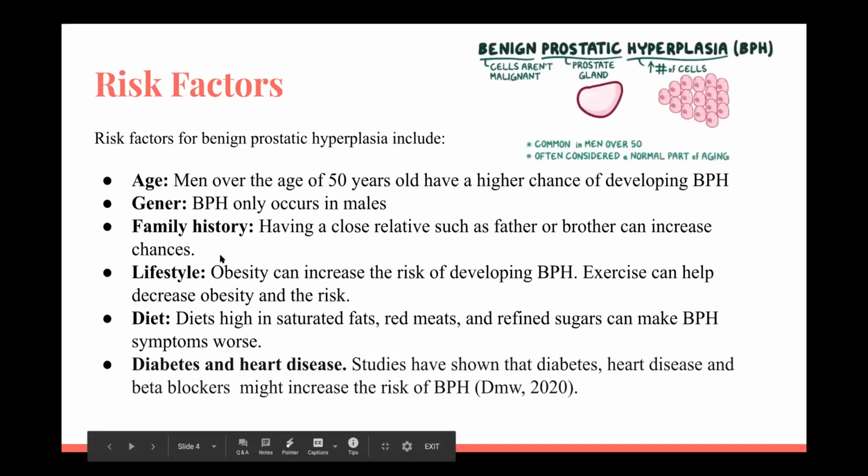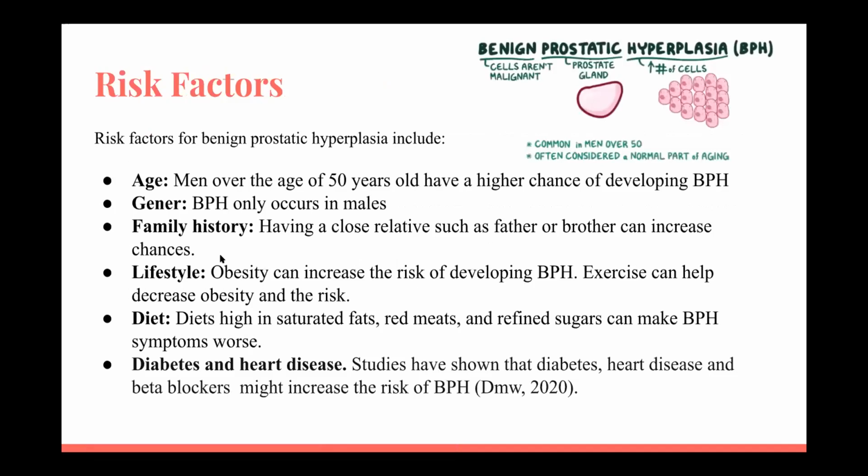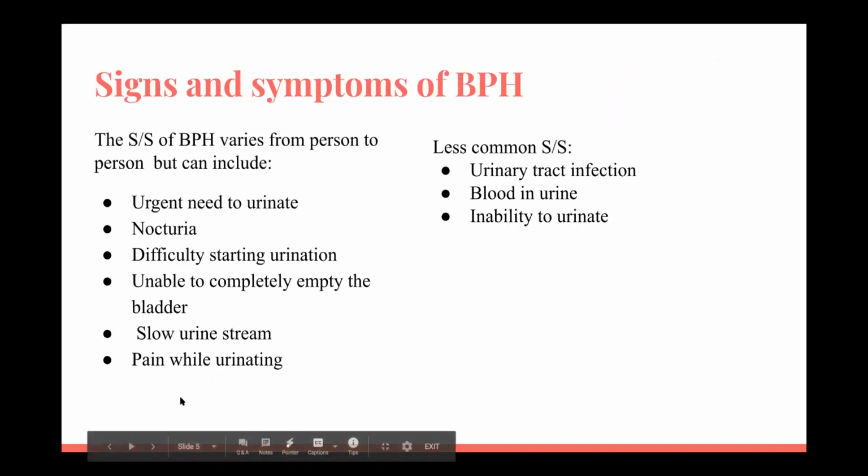Okay, so risk factors. Age, as I said before, men over 50 have a higher chance of getting this. Gender, this only occurs in males. Family history, if you have a close relative, you have a higher chance of getting this. Obesity can increase the risk. A diet high in saturated fat, red meats, and refined sugars can make symptoms worse. And diabetes, heart disease, and beta blockers can also increase the risk.